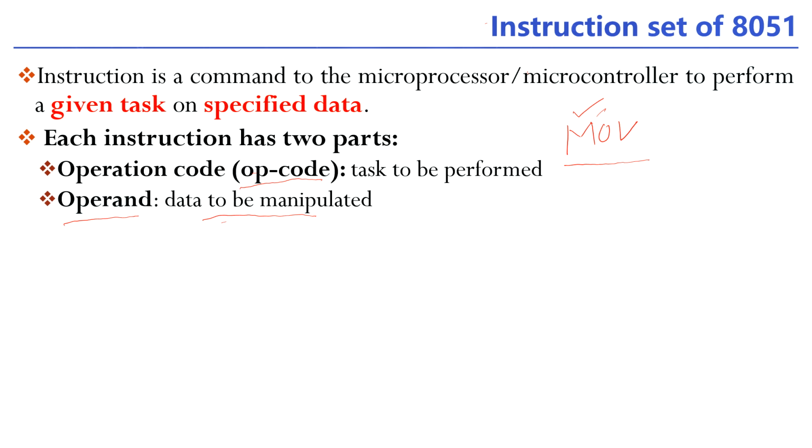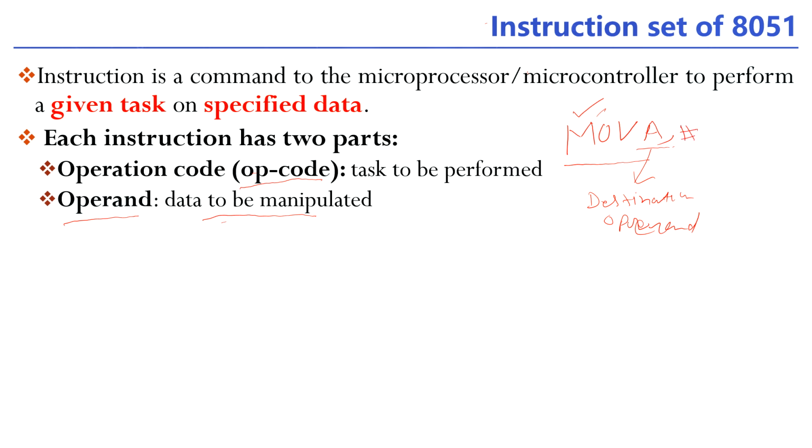We want to transfer data. Suppose one register is given here, near the opcode. This register is also called the operand. This is the destination operand. And after the comma, we can use another register or any value we can put here.